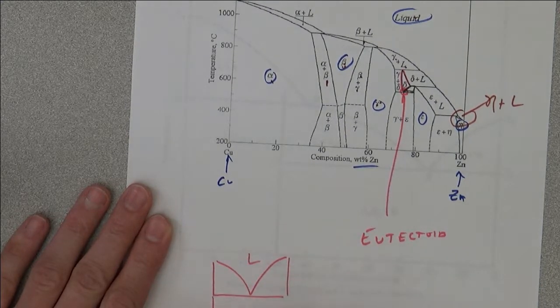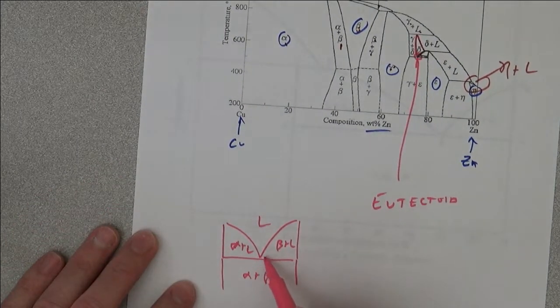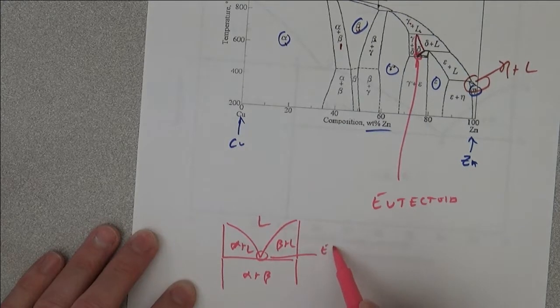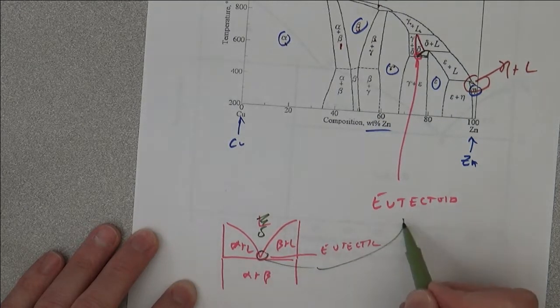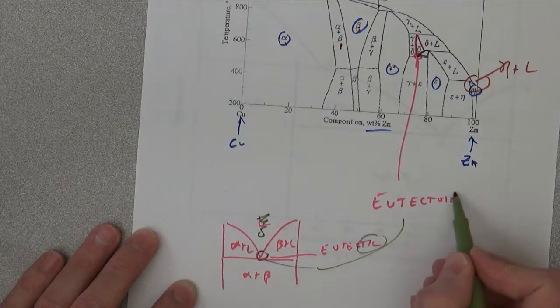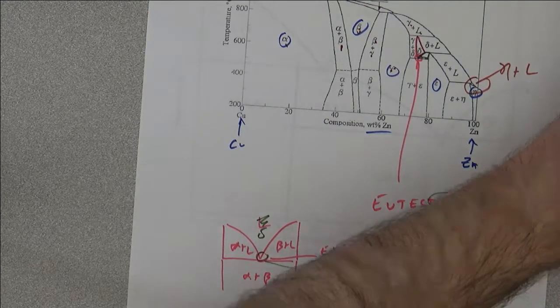So a eutectic is this liquid, alpha plus liquid, beta plus liquid, alpha plus beta. This is a eutectic. If we replace liquid with some solid, say delta, now it becomes eutectoid. So the tic versus oid are just a Latin distinction to be made.